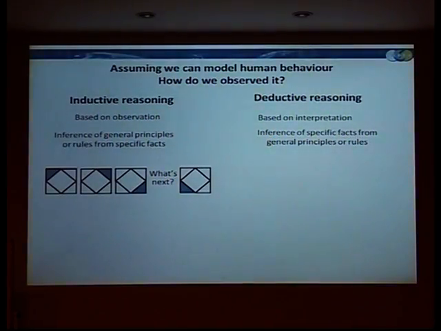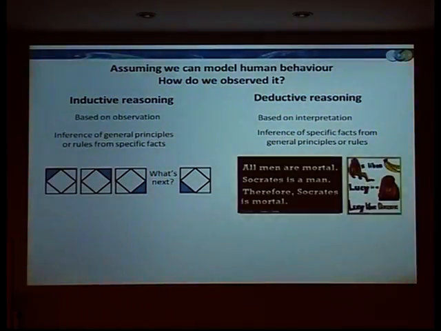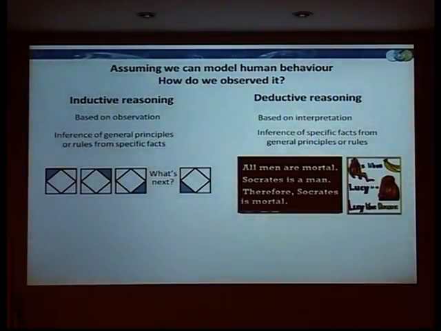It's inference of specific facts from general rules. So these are two examples of deductive reasoning. All men are mortal, which is just a fact, or a general rule. Socrates was a man, therefore Socrates is mortal. That's basically how deductive reasoning works. Same with the ape. Apes like bananas, this is an ape, and it speaks for itself.